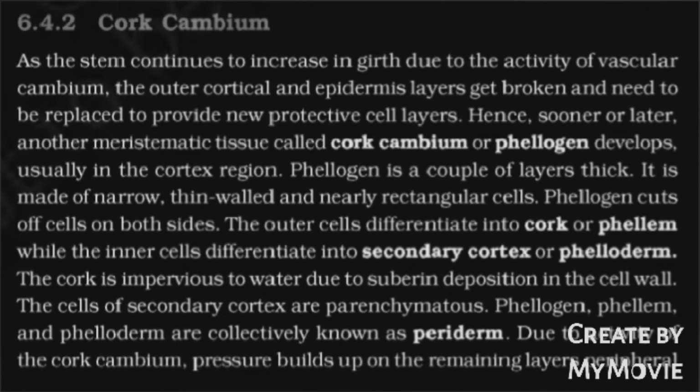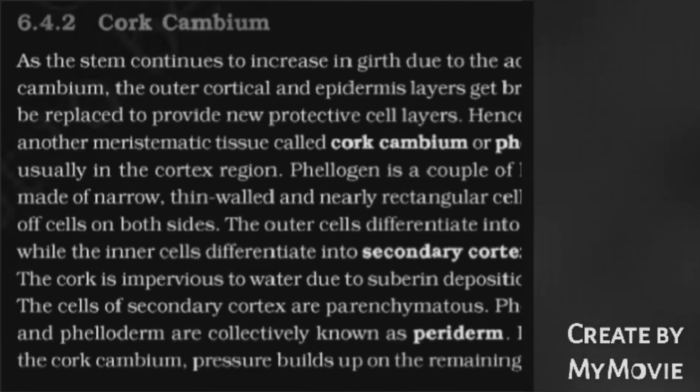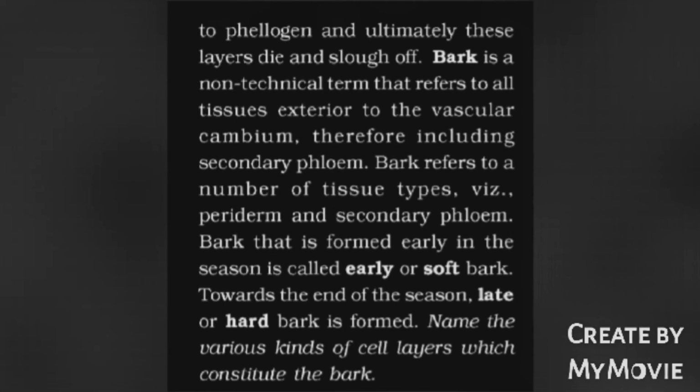Due to the activity of cork cambium, pressure builds up on the remaining layers peripheral to phellogen, and ultimately these layers die and slough off. Bark is a non-technical term that refers to all tissues exterior to the vascular cambium, therefore including secondary phloem. Bark refers to a number of tissue types, namely periderm and secondary phloem. Bark that is formed early in the season is called early or soft bark. Towards the end of the season, late or hard bark is formed. Name the various kinds of cell layers which constitute the bark.